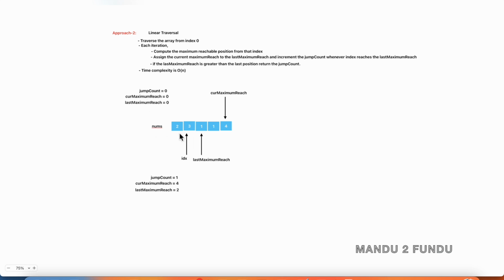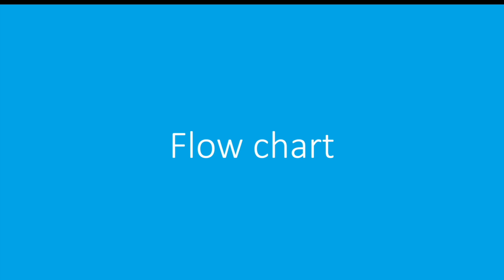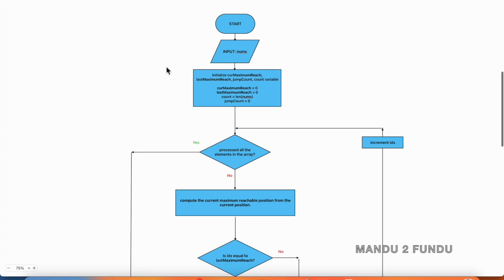So in this approach we have to simply traverse the array once, which is order of n time complexity. Let's look at the flowchart. The input for this procedure is the nums array. First we initialize the current maximum reach, the last maximum reach, the jump count, and the count variable, all to 0, except the count will be initialized with the length of the array.